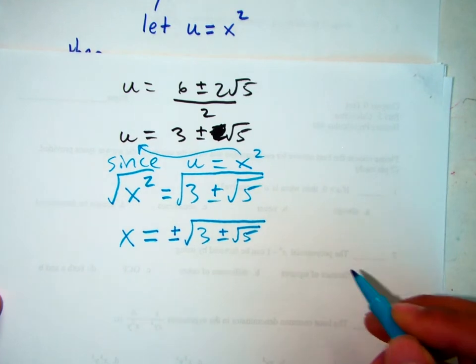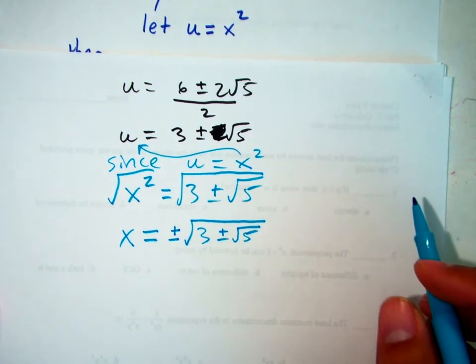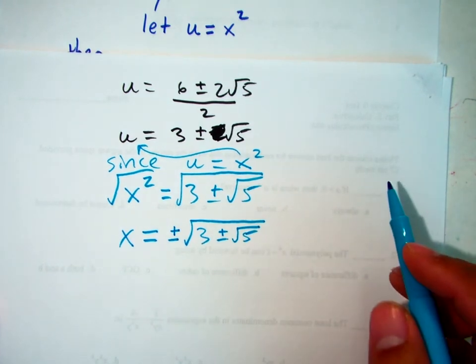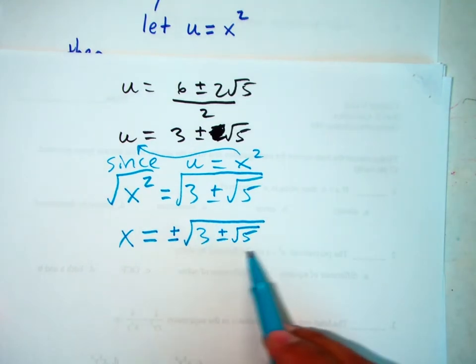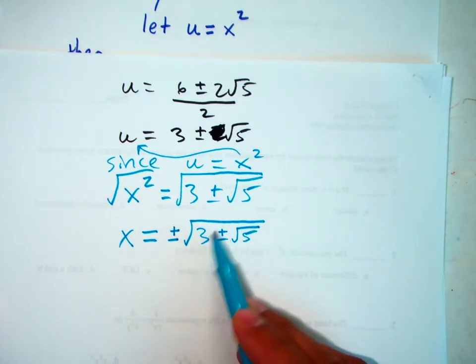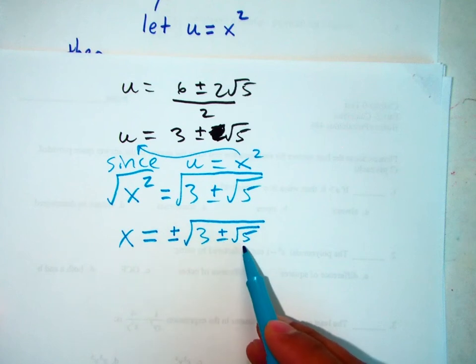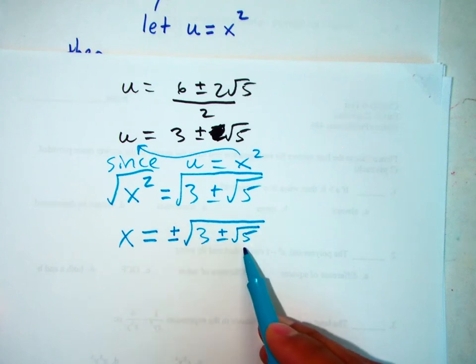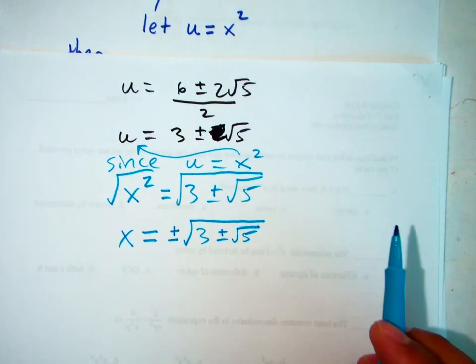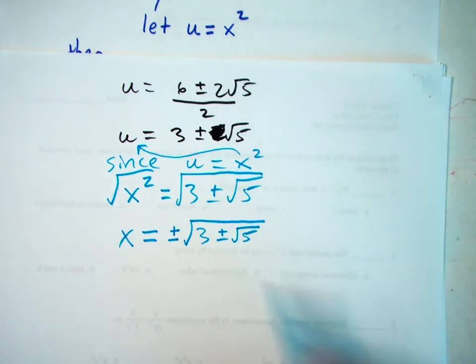So it looks like there could be 4 answers here. Here's what we need to check. What can we not have inside of the square root? Negative. 3 plus the square root of 5 is positive, right? What about 3 minus the square root of 5? Is it still positive? I think it is, right? Because square root of 5 is like 2 point something. So I want to confirm. 2.2. Yeah. Okay, so both of these are okay.